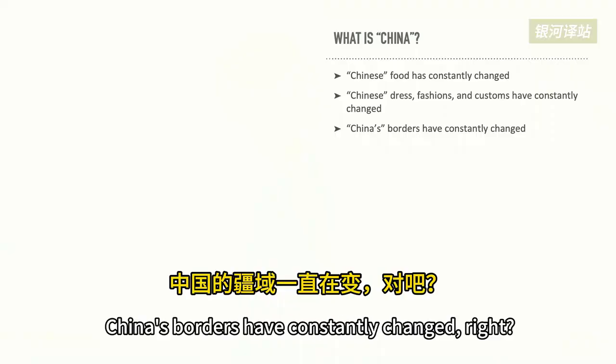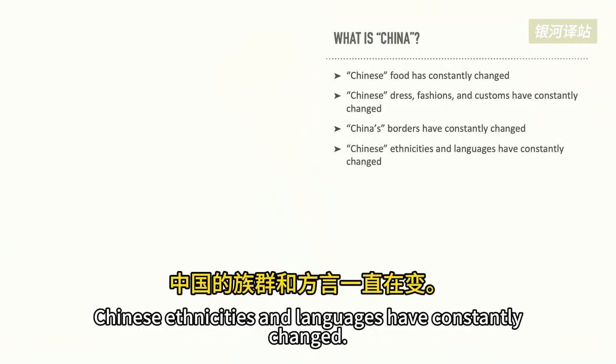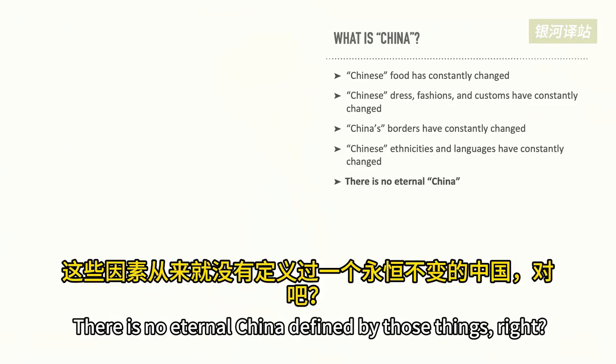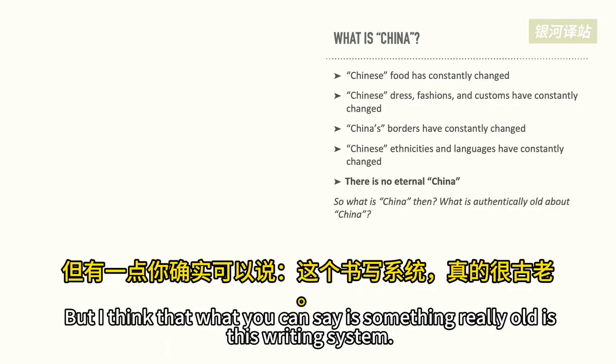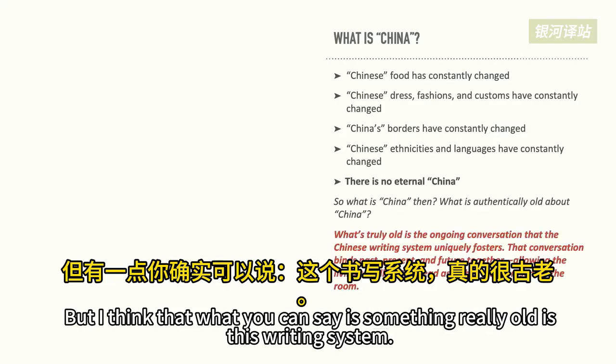China's borders have constantly changed, right? Chinese ethnicities and languages have constantly changed. There is no eternal China defined by those things, right? But I think what you can say is something really old is this writing system.